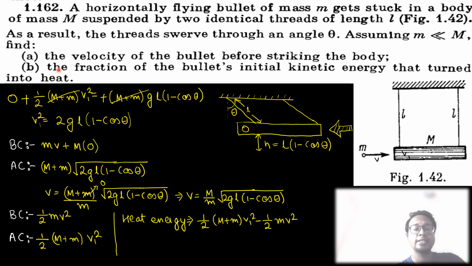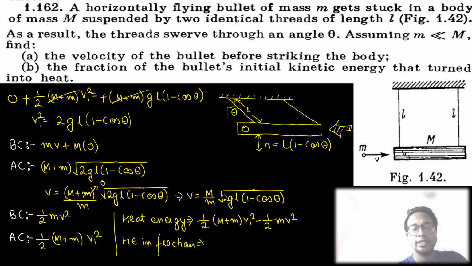Now the question is asking the fraction of the bullet's initial kinetic energy. That means this is the actual heat energy, no? How do I find out this percent in terms of percent? So this is the heat energy divided by initial kinetic energy. Let me write down heat energy in percentage, not percentage, in fraction. For percentage you have to multiply by 100.